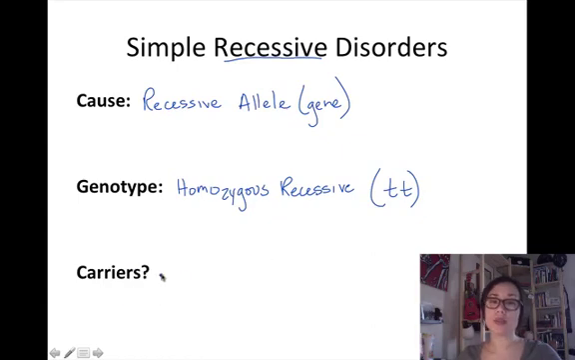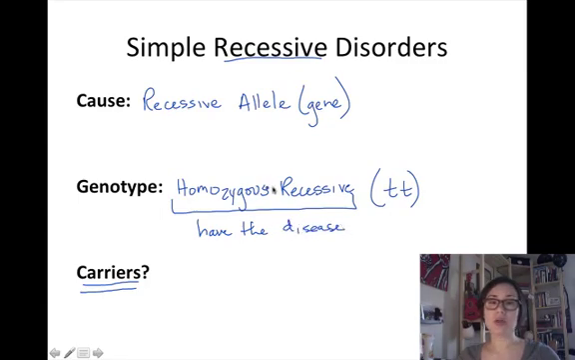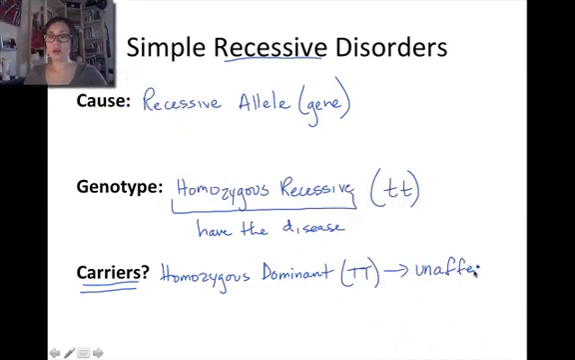The last thing that we need to know about simple recessive disorders is that there are things called carriers. So remember, this is the only way to have the disease, right? So the only way to actually have the disorder is to be lowercase, lowercase. So we know that it's also possible to be homozygous dominant. And if you're homozygous dominant, so a capital letter, something that you need to know is that you are unaffected. So you don't have the disease, but it's also impossible for you to pass it on to the next generation. However, there are things called carriers. Now, carriers always have the same genotype. So the genotype for a carrier will always be heterozygous.